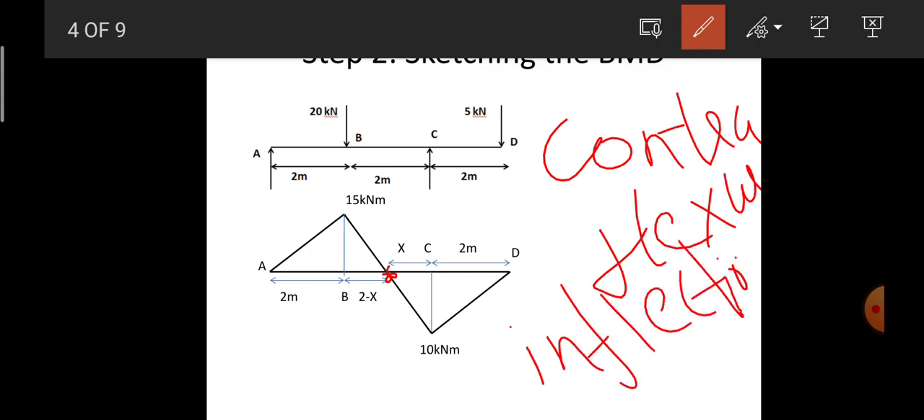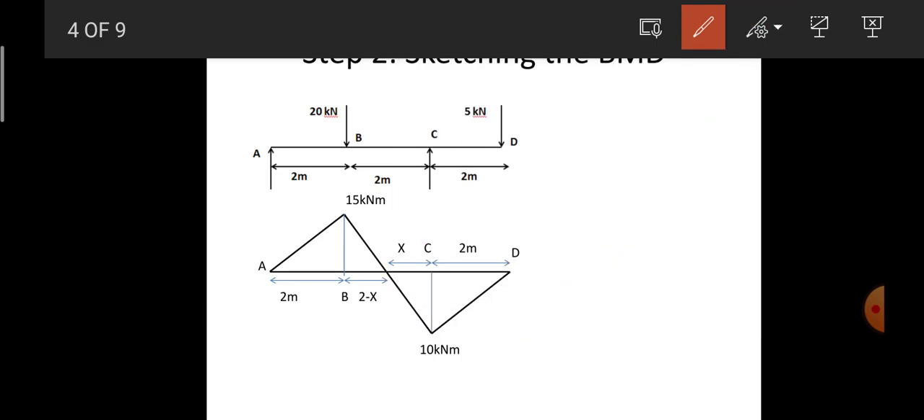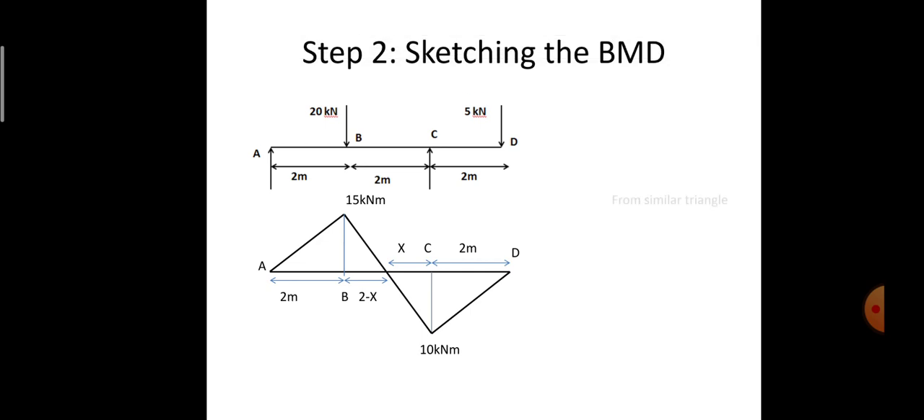So the point of inflection or point of contraflexure is a point where the bending moment is equal to 0. Here I know the distance between B and C as 2 meters. To calculate the point of contraflexure from C, I take it as x, so from B to the point of contraflexure it will be 2 minus x. To determine the value of x, I make use of the similar triangle method.